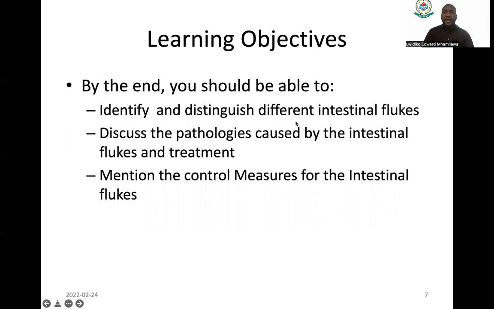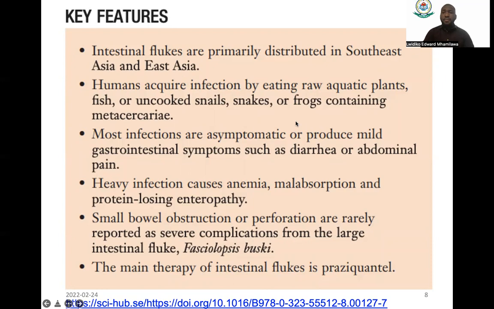So as an overview, there are several features that are important and are common across all the intestinal flukes, right? These include that all intestinal flukes are primarily distributed in Southeast Asia and East Asia. They're found everywhere else, but they're primarily distributed in this territory. And also humans acquire infections by eating raw aquatic plants or uncooked snails or snakes or frogs that contain the metacercariae of these flukes.